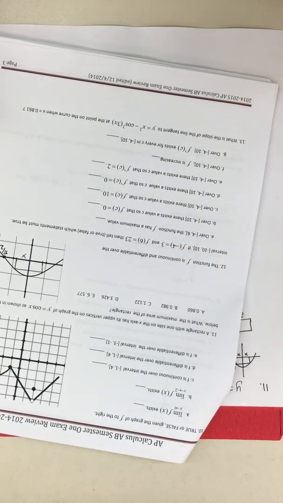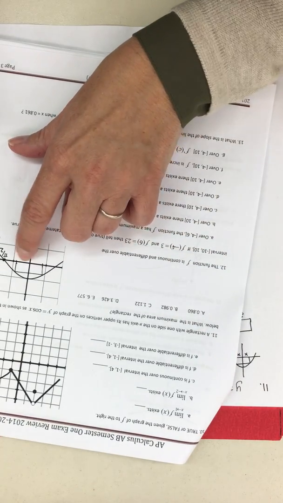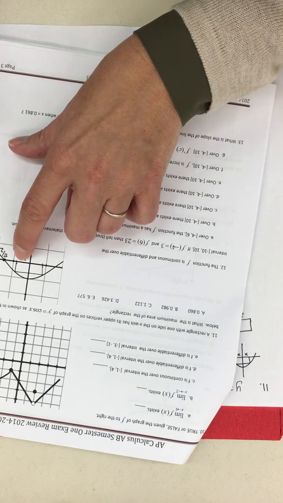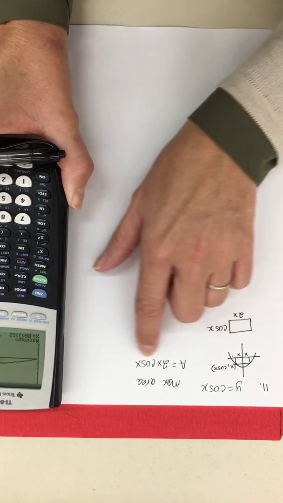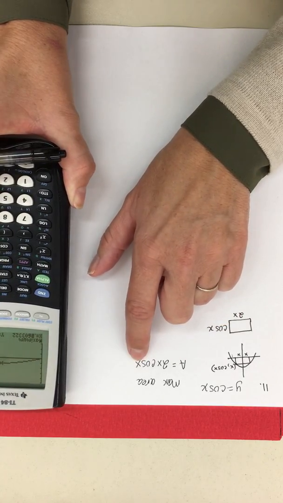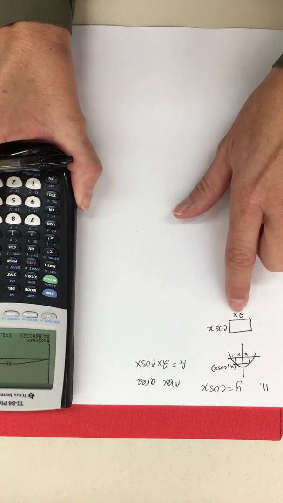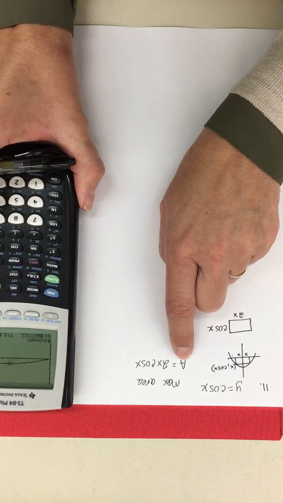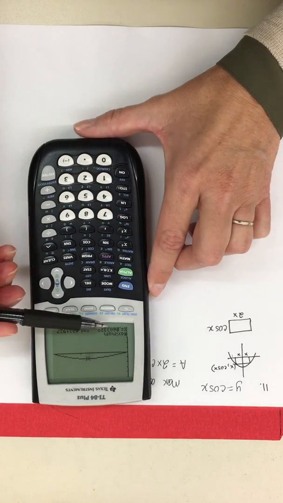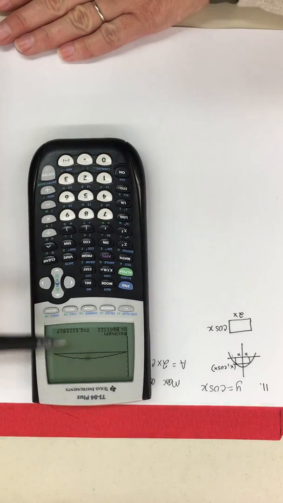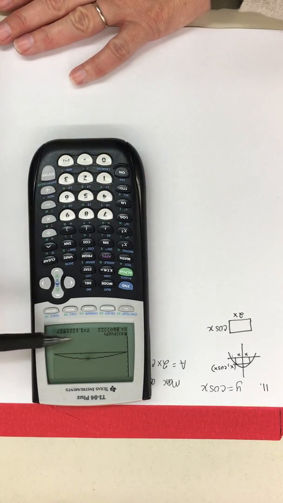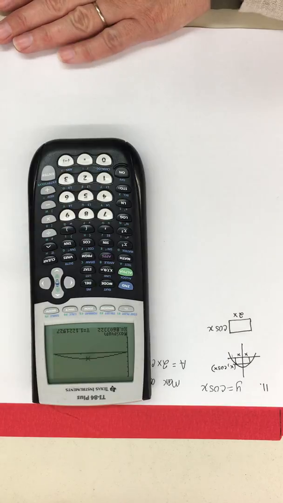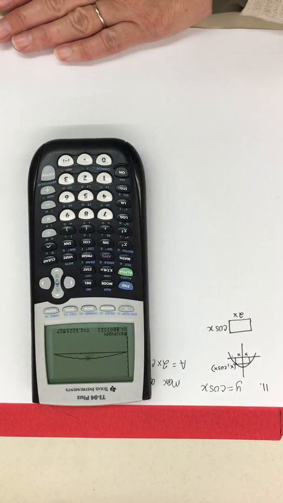They don't want to know what the dimensions are. X would give me half of the dimension of the rectangle. That's not what I want. I want the actual area. So keep in mind, when you're looking at this equation right here, the x's represent part of a length of the rectangle. The y's represent area. So the answer could be the x or the y. In this case, I want the maximum area, so the answer is 1.122, which is C.